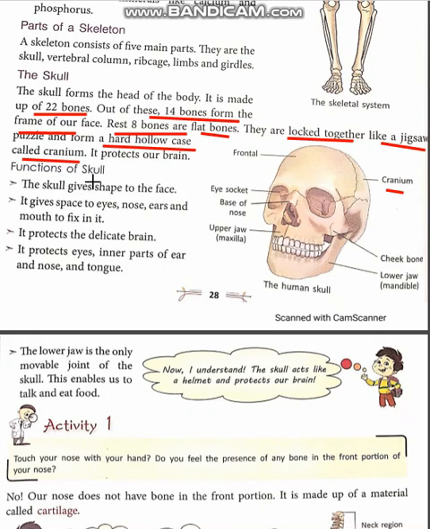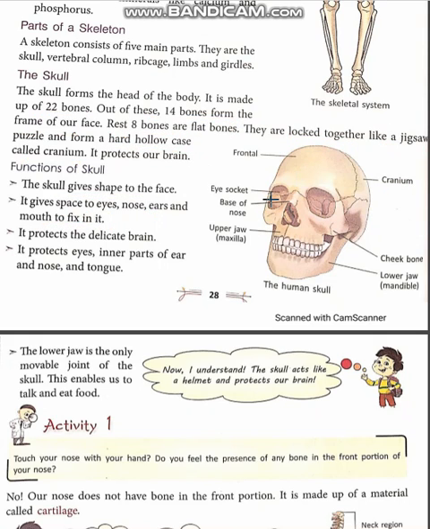Now the functions of the skull. The skull gives shape to the face. If there is no skull, how will the structure of the face appear? So it gives shape to the face. Second, it gives space to the eyes, nose, ears and mouth to fit in it. Now look at the spaces for all these things.